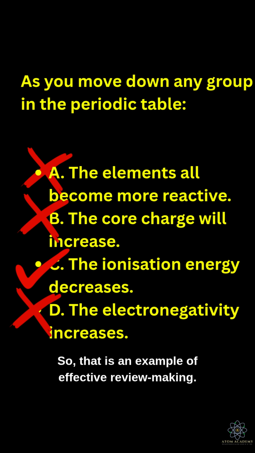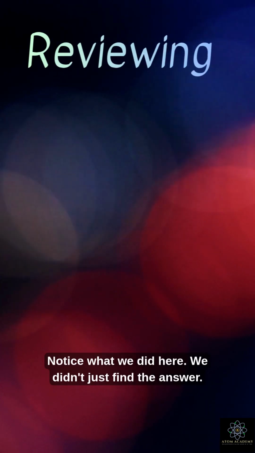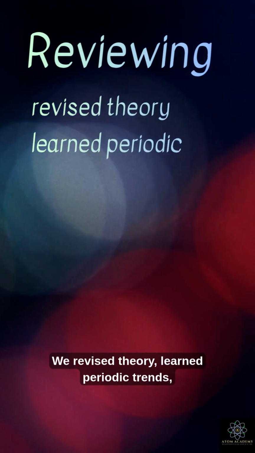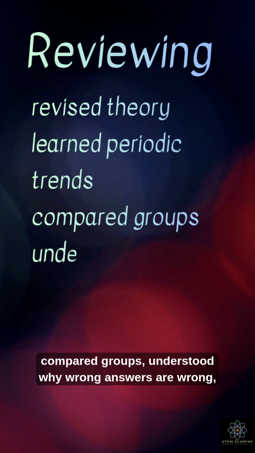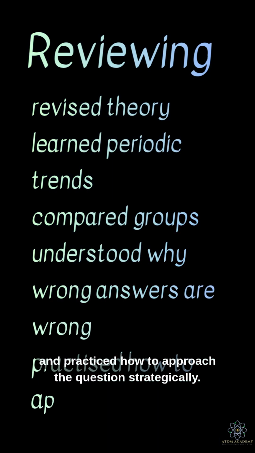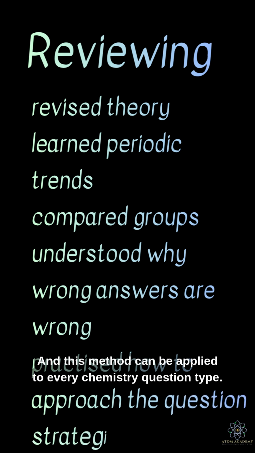So that is an example of effective review making. Notice what we did here. We didn't just find the answer. We revised theory, learned periodic trends, compared groups, understood why wrong answers are wrong, and practiced how to approach the question strategically. And this method can be applied to every chemistry question type.